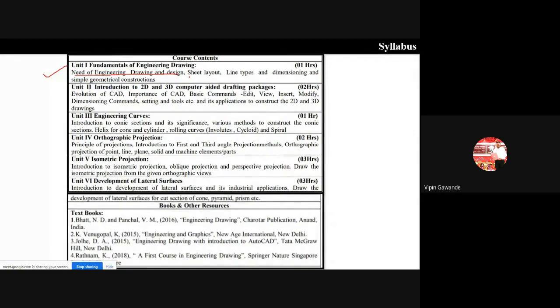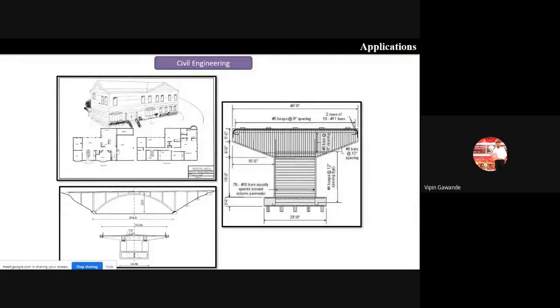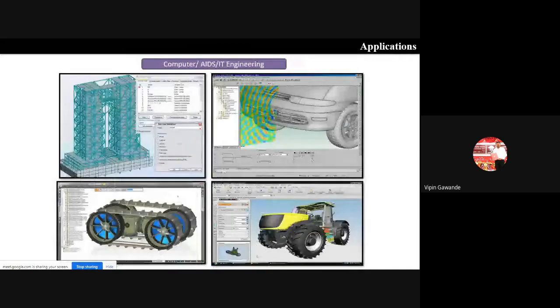So today we will discuss the sheet layout, then line types and dimensioning, and we will see some simple geometrical constructions. These things we will cover in today's lecture. These are the applications for the different branches, which we already covered in the last lecture.